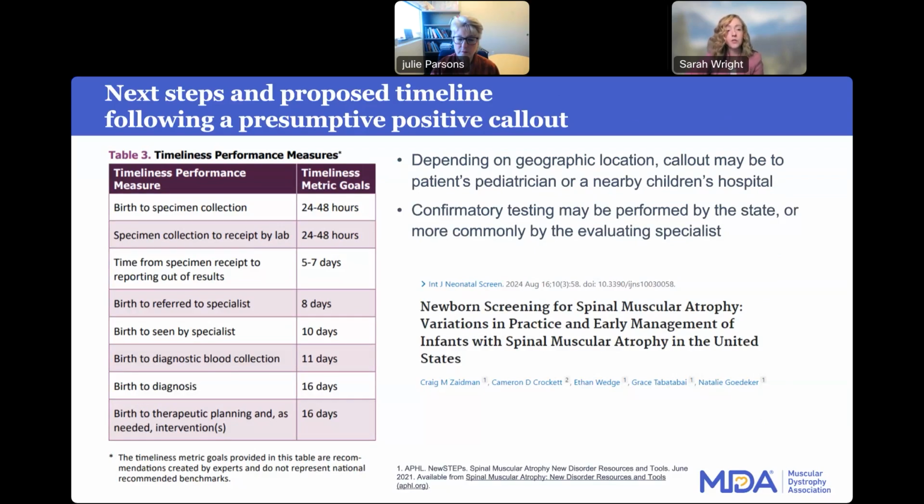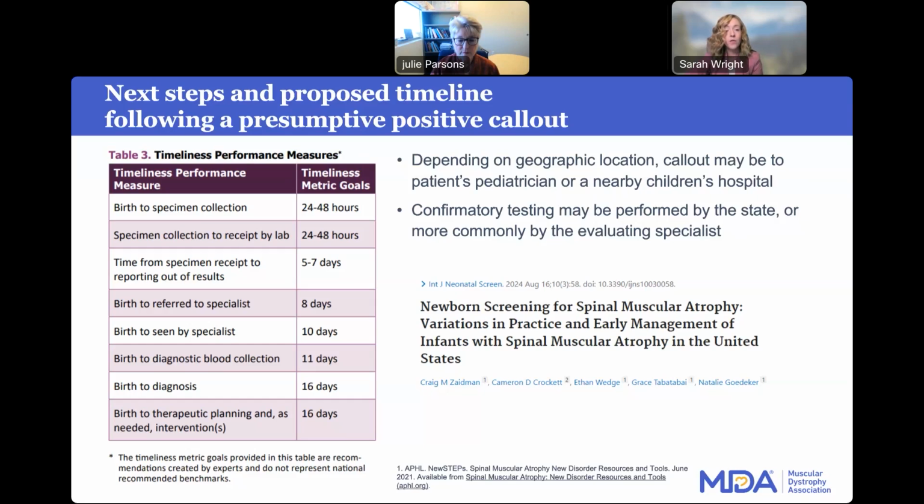It's really dependent on the geographic location for each patient, where they're born, and whether they're referred to their primary care doctor, a specialist, or both, but most commonly they'll be referred to a specialist center that specializes in spinal muscular atrophy. Some states will report out copy number of SMN2 and even do genetic confirmatory testing from a CLIA-approved lab. However, for most states, after the newborn screening is positive, that will be done by the actual center. Here you can see a goal timeline, really trying to get to therapeutic planning and treatment as soon as 2 weeks post-birth.